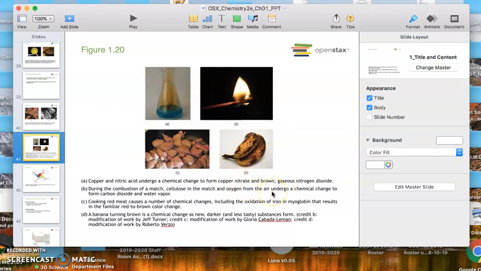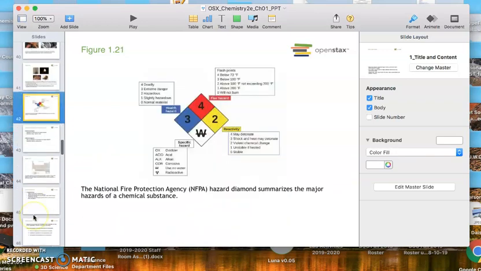Okay, the banana's giving off gases, and basically the banana is becoming too ripe to eat.